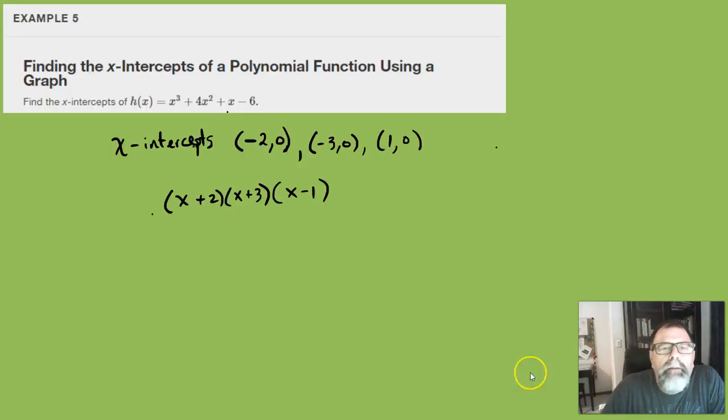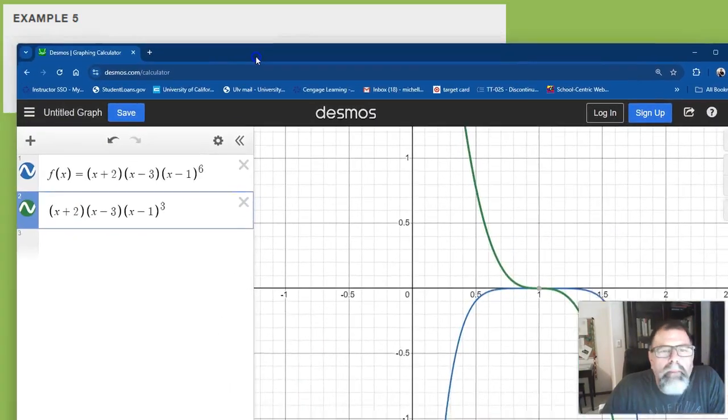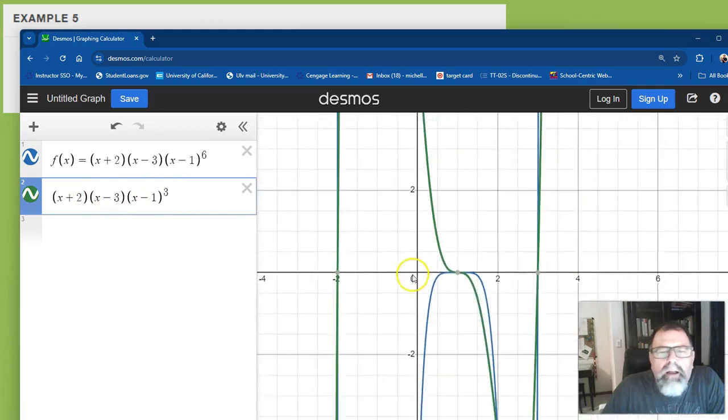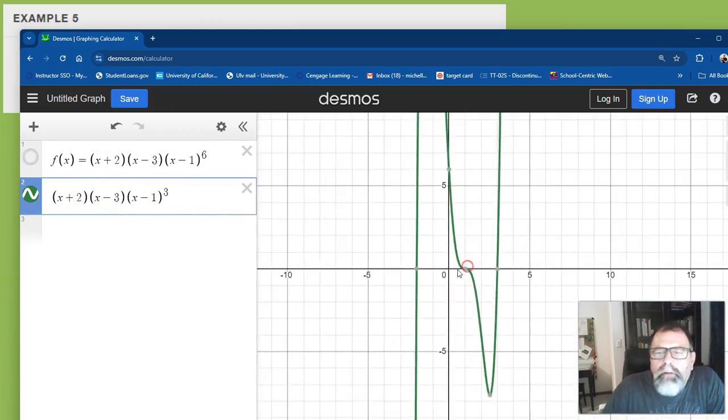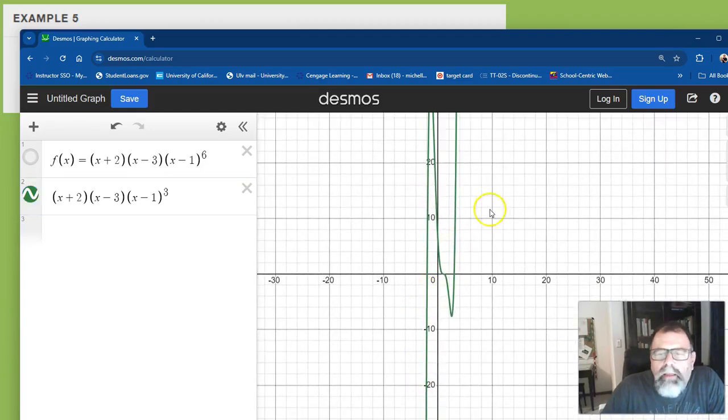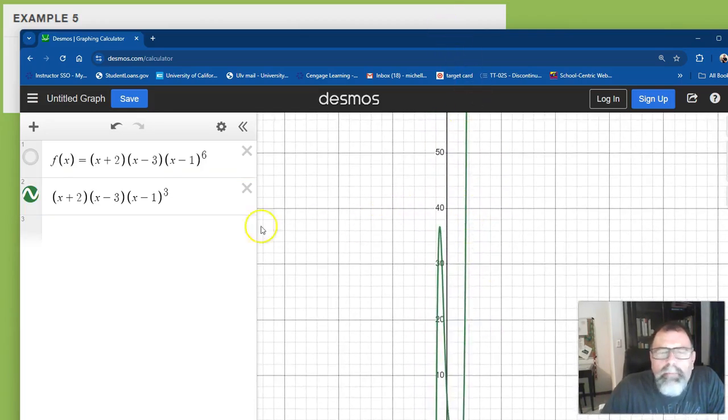Let's see if we can go back. So we had in this factored form all 3 of these with power, or multiplicity, 1. So this would be a degree 3 polynomial. And then the one that I did here, the green one, this would be 3, 1, 1. So 1 plus 1 plus 3 would be degree 5. And let me turn the blue one off. You can see that for degree 5, the left end is going down and the right end is going up, from what we learned in the previous section.